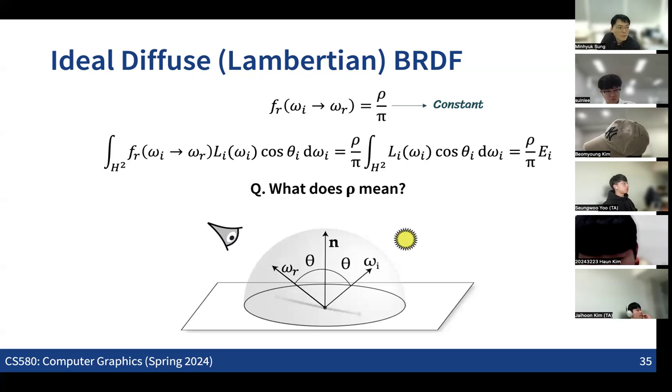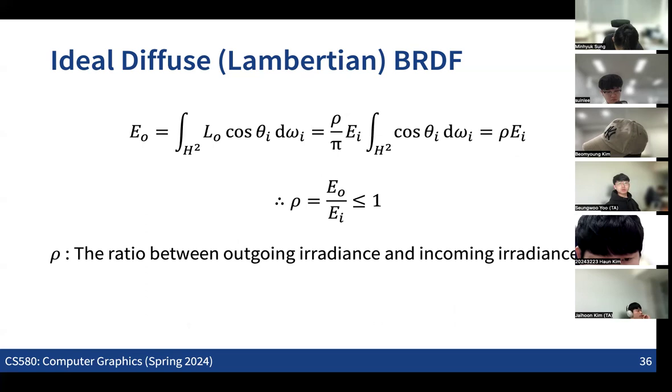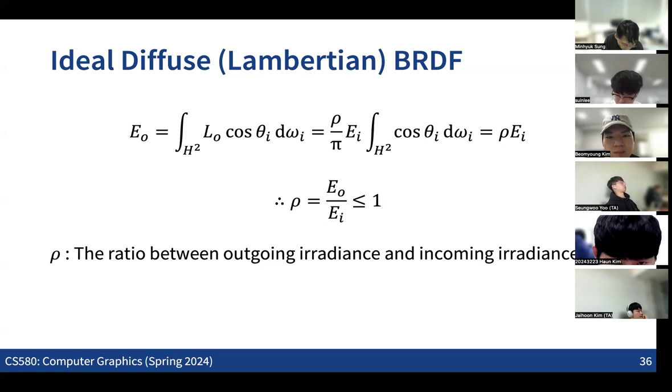So actually we can see that rho means the ratio between the outgoing irradiance and the incoming irradiance. For diffuse reflection, the outgoing irradiance should be constant over all directions, right? So if we compute the outgoing irradiance in this way, then we can see that it is defined as rho times the incoming irradiance. So from the definition of how we define the BRDF, the rho term is basically the ratio between the outgoing irradiance and the incoming irradiance, which should be less than one to satisfy the energy conservation property. So this is the way that we can define the perfect specular reflection and also the perfect diffuse reflection, right?